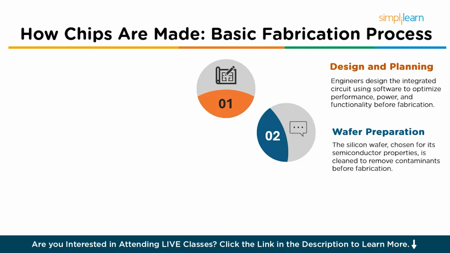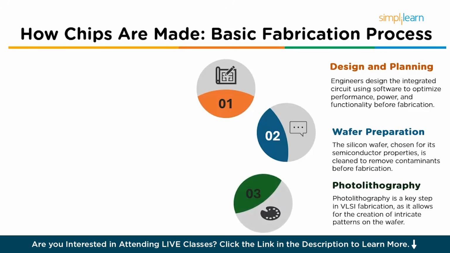Silicon is chosen because of its excellent semiconductor properties, which allow it to control electrical currents efficiently. The wafer is carefully cleaned to remove any contaminants that could affect the chip's performance. The third one is photolithography.